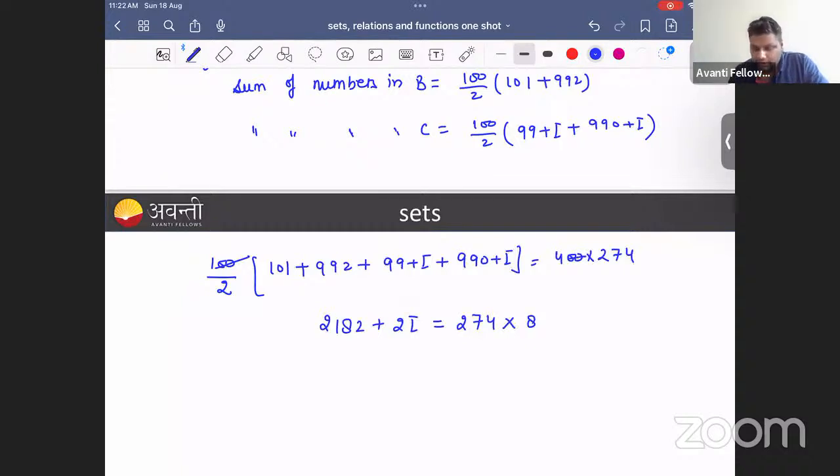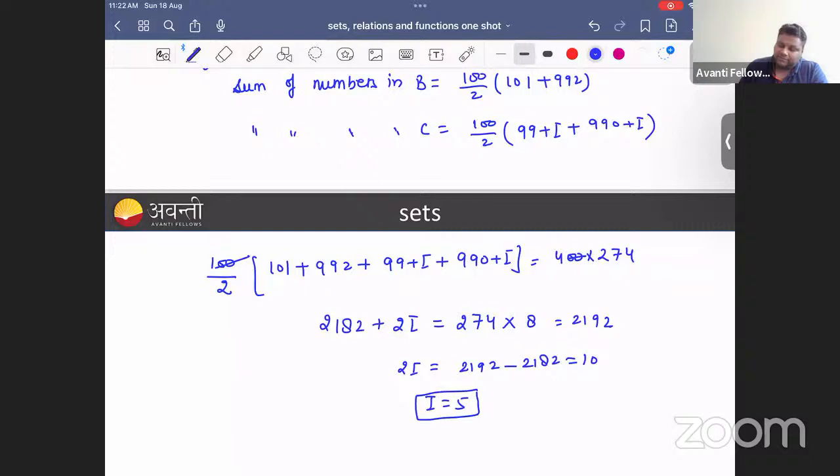Got it? So 274 into 8 is what? 2192. So 2I is what? 2192 minus 2182, that is 10. So I is going to be what? 5. That means set B is having all those numbers that when they are divided by 9, we get a remainder 5.